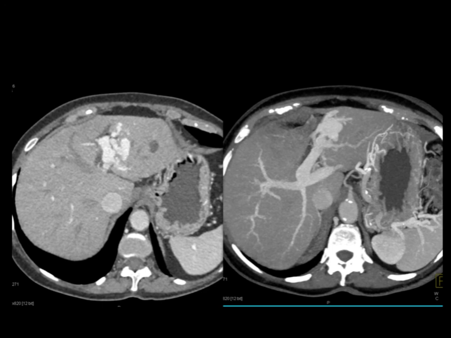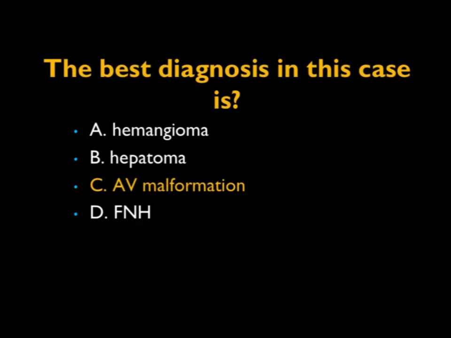Most commonly, it's due to trauma. It can be congenital. We can see hemangiomas in the liver that are vascular. There's not the appearance of hemangioma. It's not the appearance of hepatoma. And FNH can be a vascular lesion, but they're well defined. This is just a beautiful example of a hepatic AV malformation. Don't confuse this with metastatic disease, and don't biopsy it.